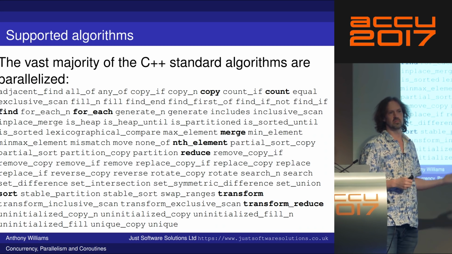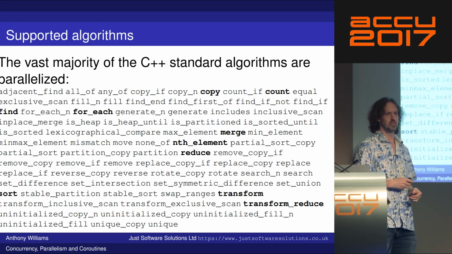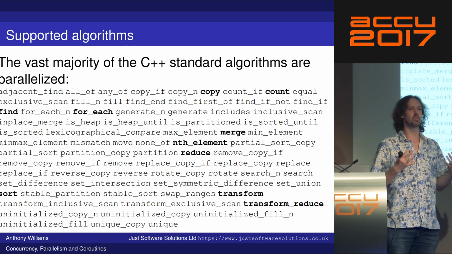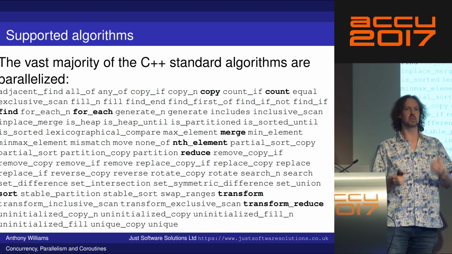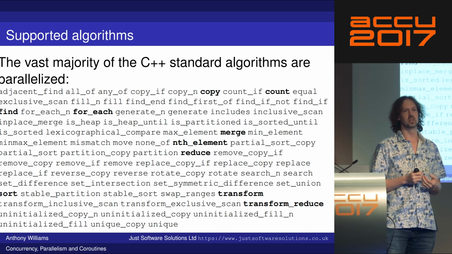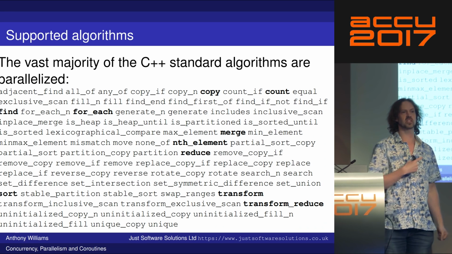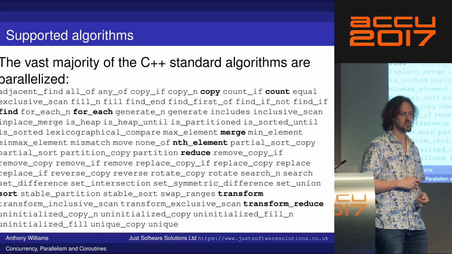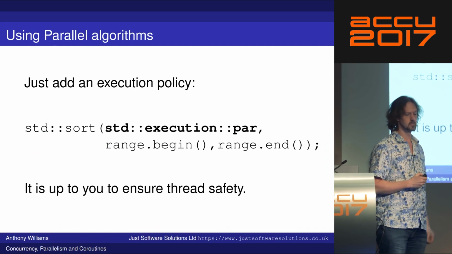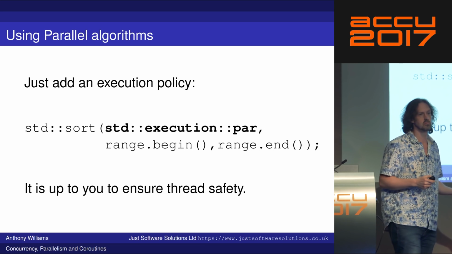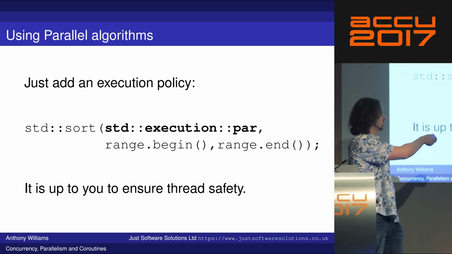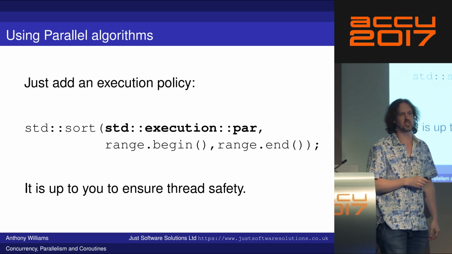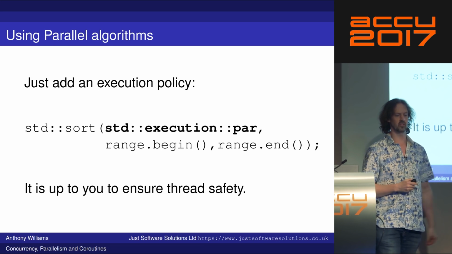So like I say, just about everything is there. For the vast majority of cases where you're wanting to do simple parallelism, if you've got an embarrassingly parallel problem, then you don't have to be embarrassed about getting the standard library to do it for you. It just saves you all the work. And in use, you just add the execution policy on the front, standard execution path, and then pass in the normal set of parameters that you would for the non-parallel version.